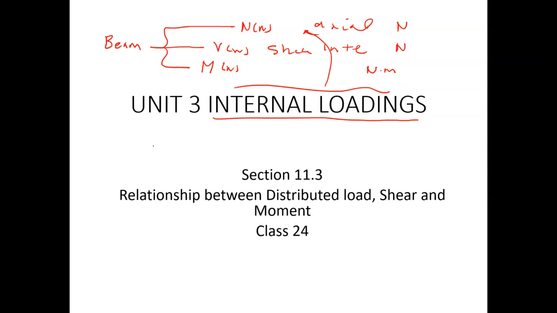Is there a relationship between N of X, V of X, M of X? Yes, there is a relationship, but the relationship is with the distributed load, W of X. W of X is how the force is distributed, and the unit for that is Newton per meter or Newton per square meter. This is something like a pressure or intensity of the load. So today we are going to find if there is a relationship between W of X and V of X, and between V of X and M of X. And the answer is yes.